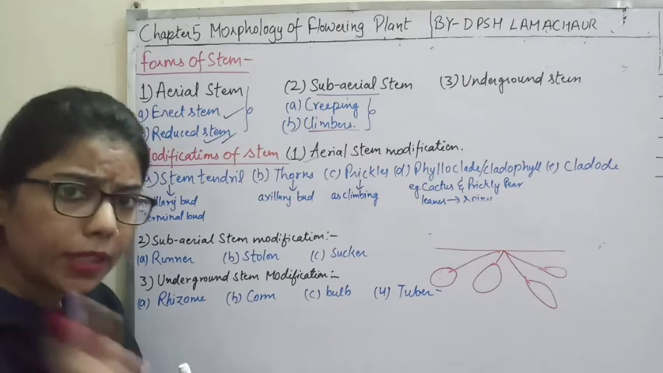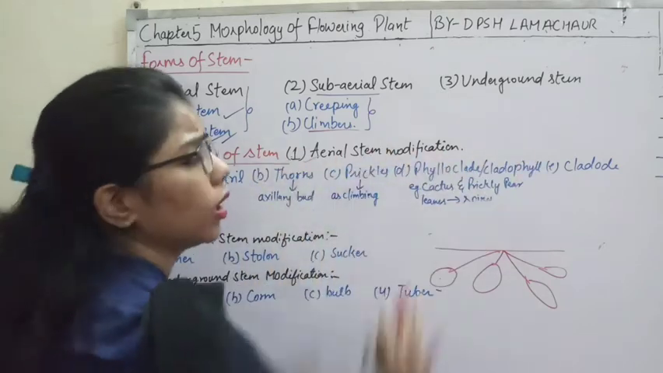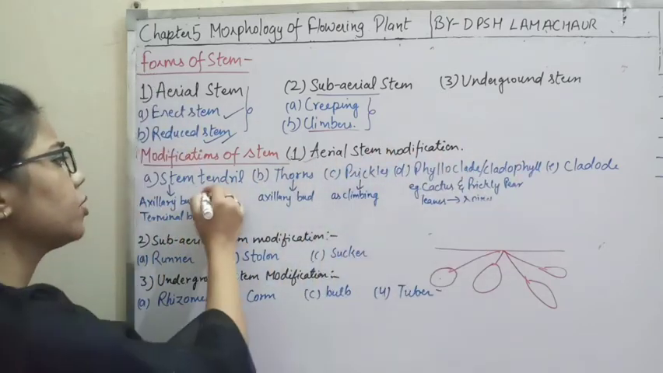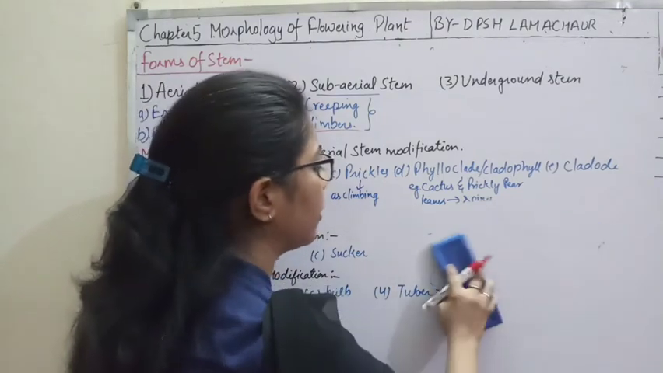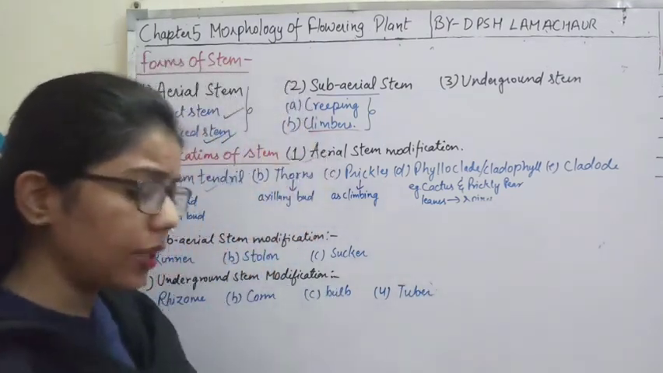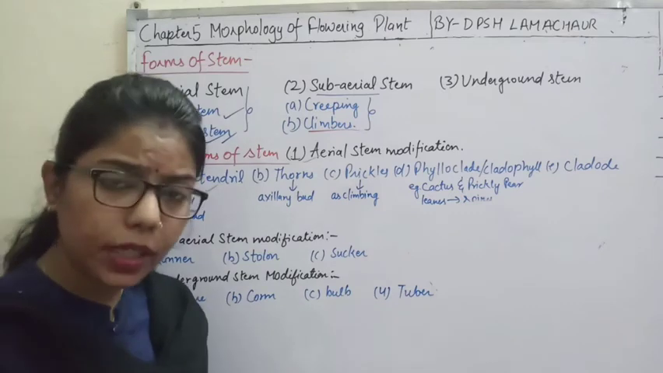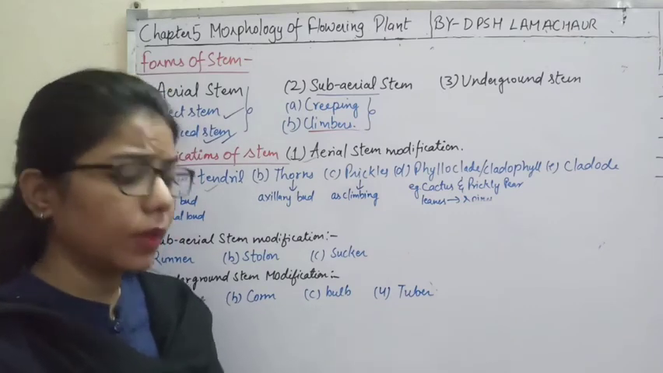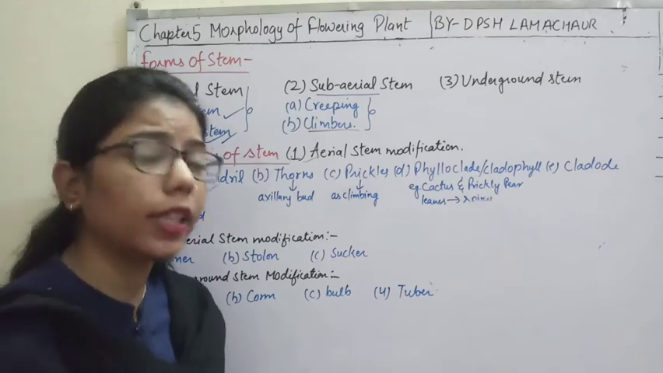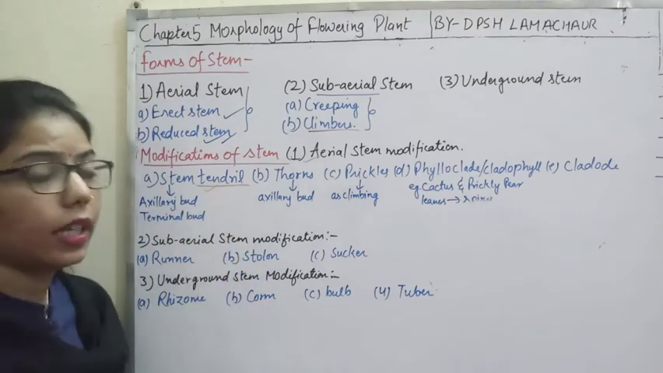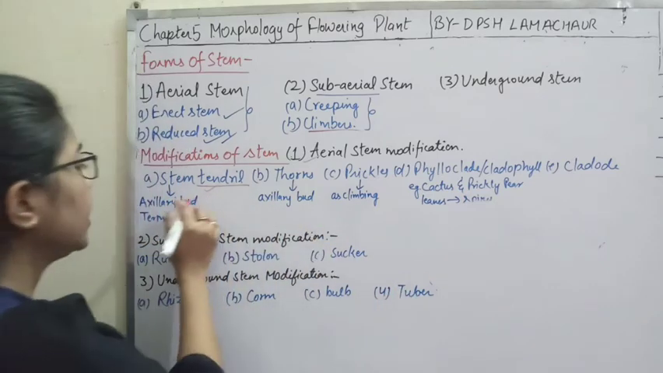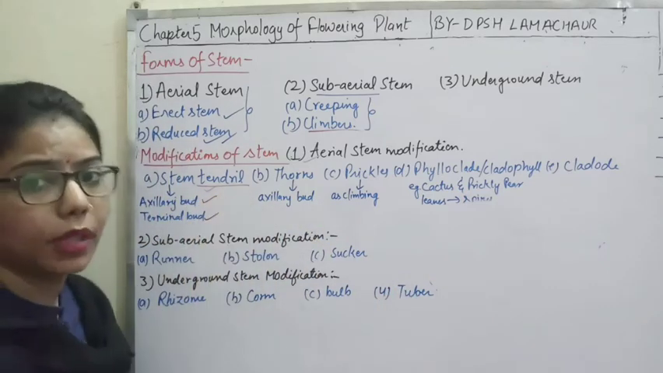So on the basis of that we have divided into different types. The first one is stem tendril, okay. What is the stem tendril? Tendrils are present where? In case of pea you have seen, in case of grapes also you have seen those tendrils. Like you can see that it can be present axillary or terminally.